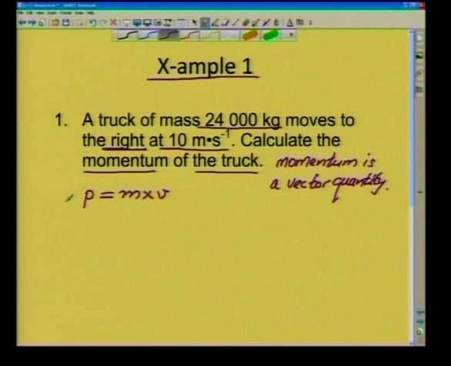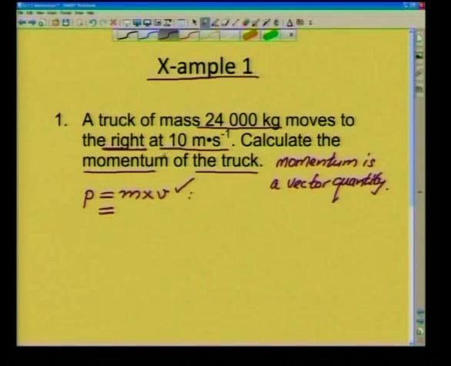Why don't I go straight and just say P will be equal to 24,000 times 10? Because I want to always make sure that I don't lose marks. Remember that for writing a correct formula down, you are given a mark for that. So I don't want to lose those marks.